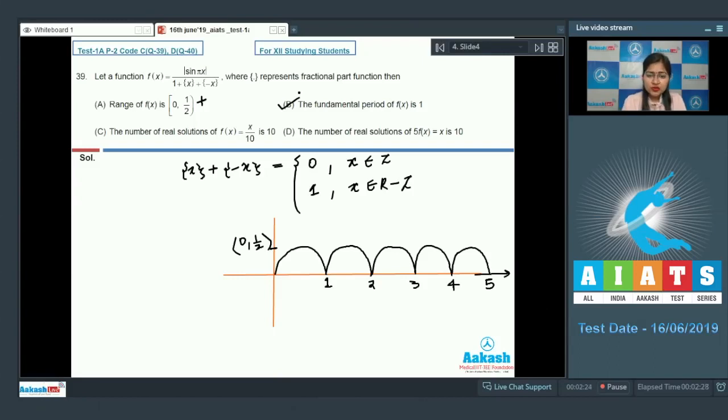Now, to find the number of solutions with y equal to x by 10, we can see that at x equal to 5, the value will be half. So, the line will go something like this. So, we can say that the number of solutions of this will be 10. So, we can say that option number C is the correct choice. Now, also, if we talk about x upon 5, so we can say that at x equal to 5 by 2, that is 2.5, the value will be half. So, the graph is something like this. So, here we can see that clearly option number D is the incorrect choice. So, the answer of this question will be options B and C.